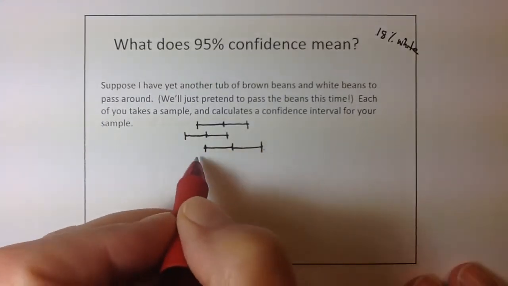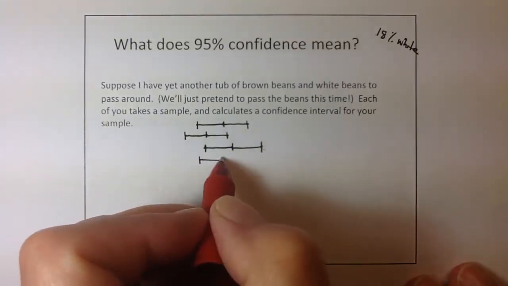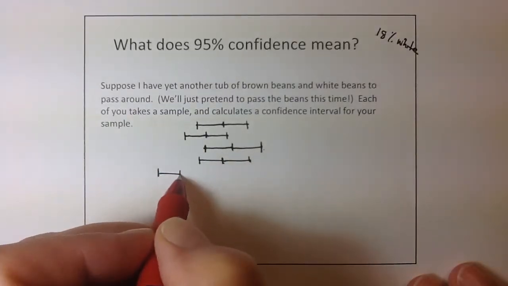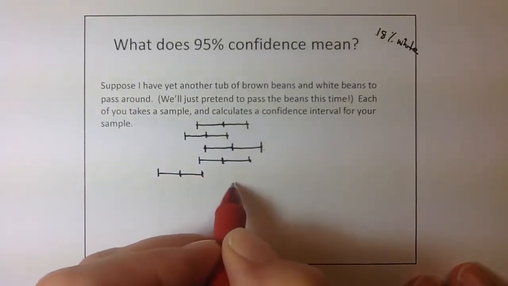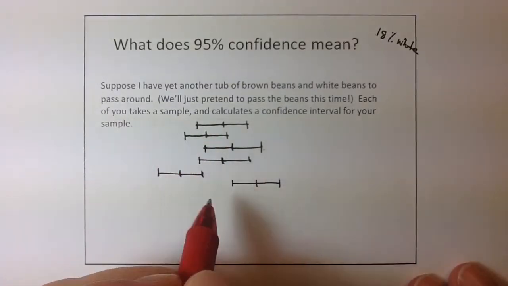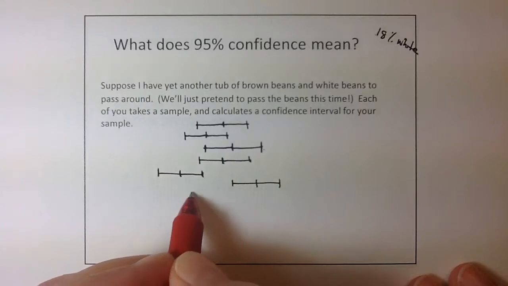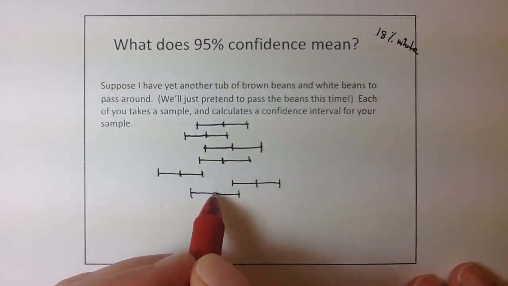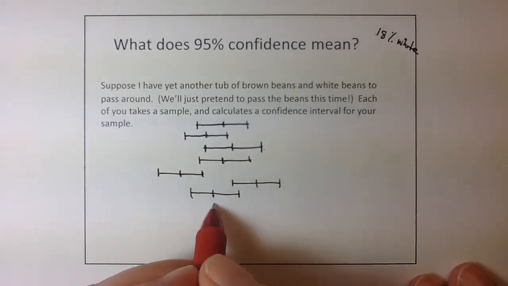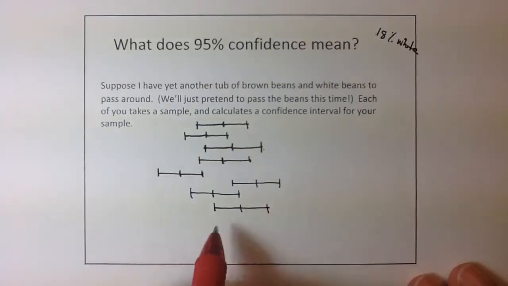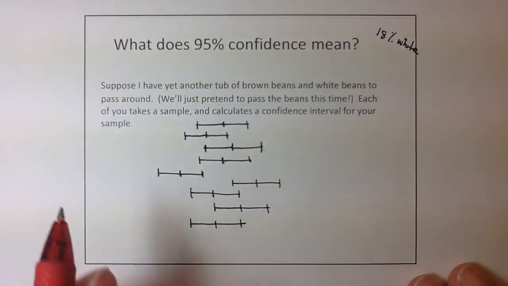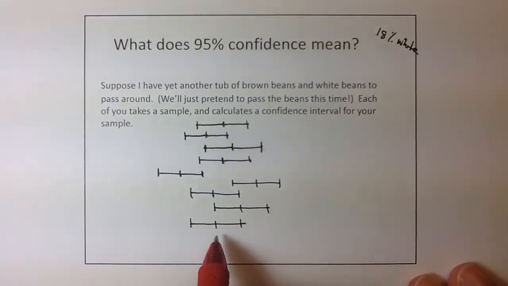So we keep passing the bowl around, and people take samples and make p hats, and some of them are unusually low, some unusually high, some are wider, some are narrower, and everybody in the class gets a p hat and creates a confidence interval. So you get all these confidence intervals floating around for the p hat that you personally draw out of the bucket.